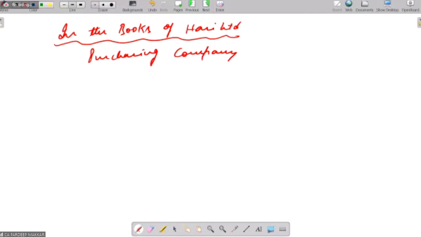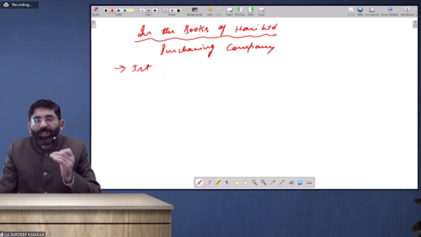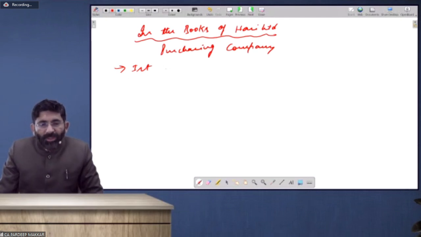In purchasing a company, what we have to do is pass just simple entries. First entry, I would like you to understand from the entries because that will be easy to understand. Whenever we are purchasing assets, what we have to do? We have to debit assets. So assets account debit.